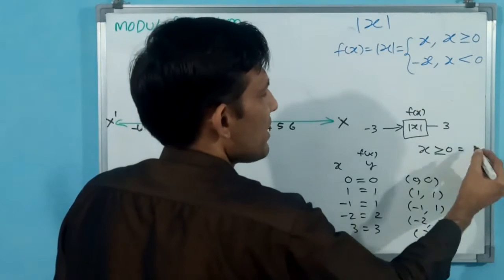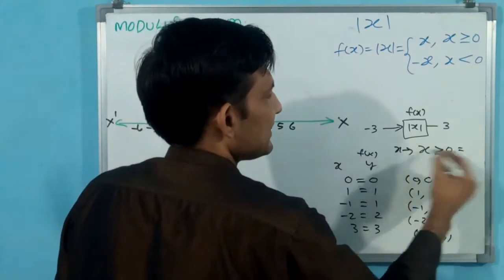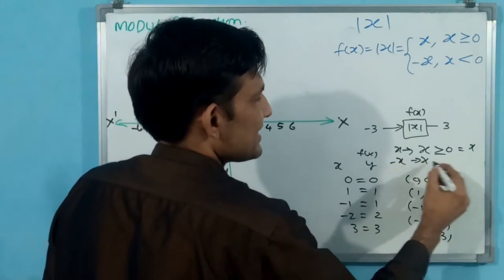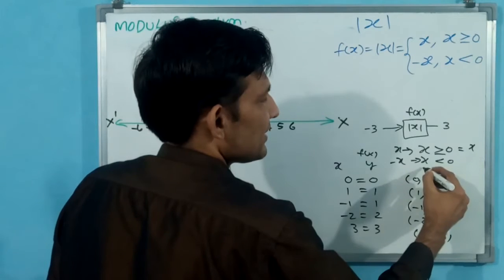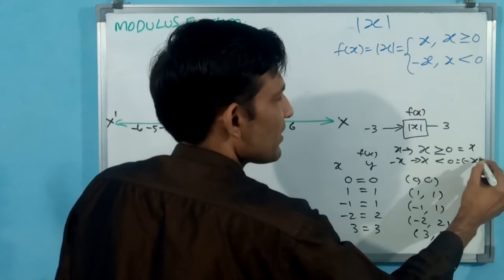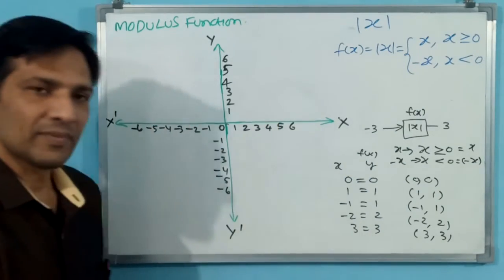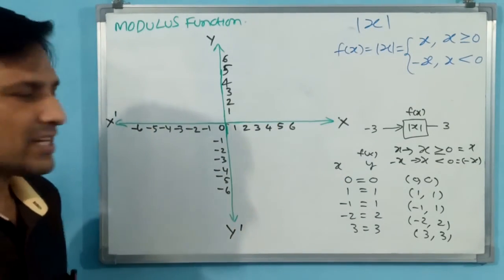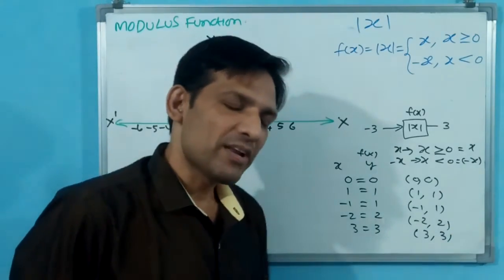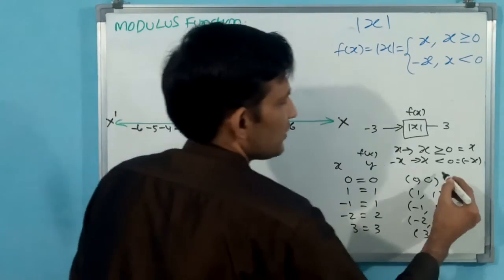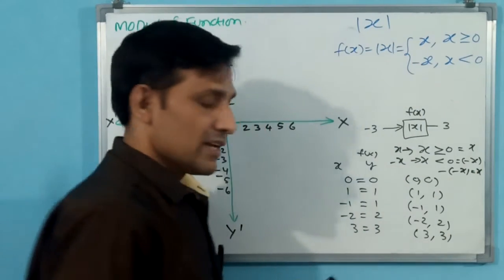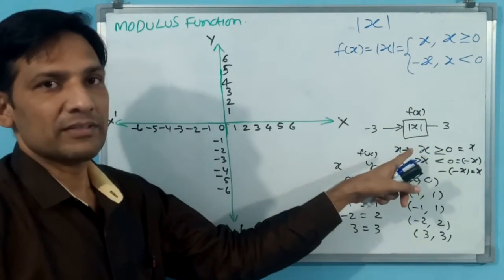Then it keeps the same x. What about when x less than 0 comes? Then what is it doing? It is putting minus before x. You understand, na? So that the final output should be minus of minus x. Minus of minus x, then automatically x will come.